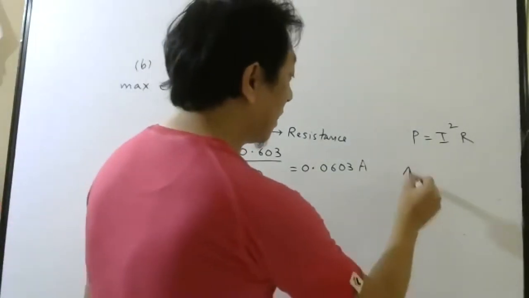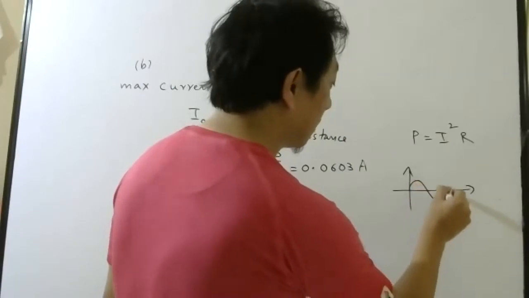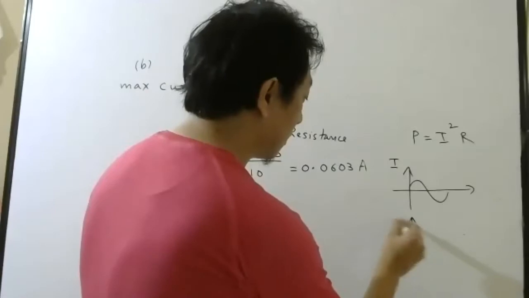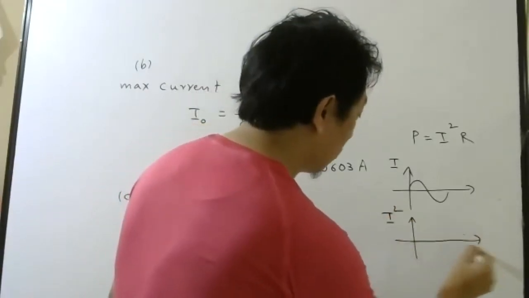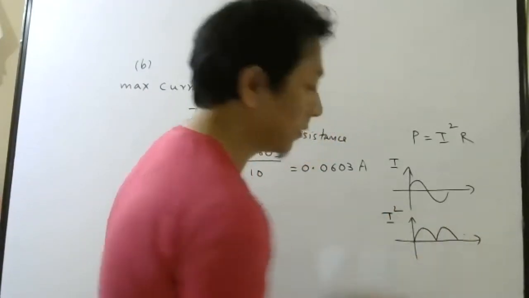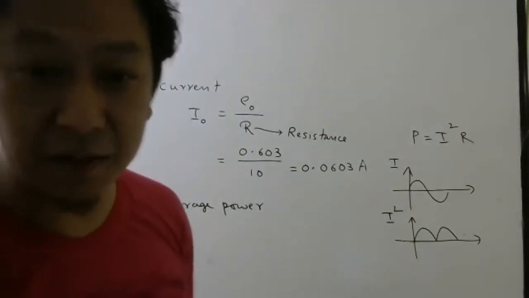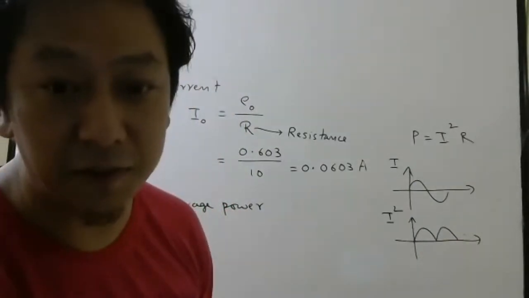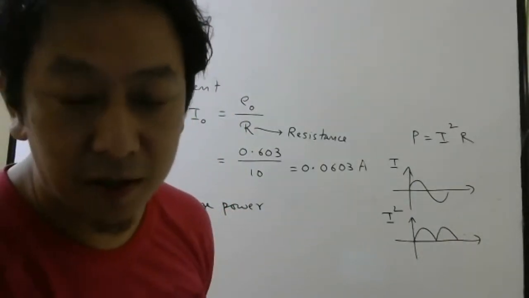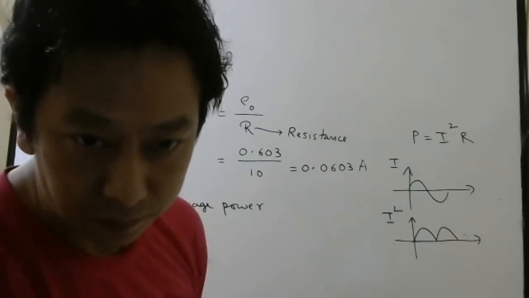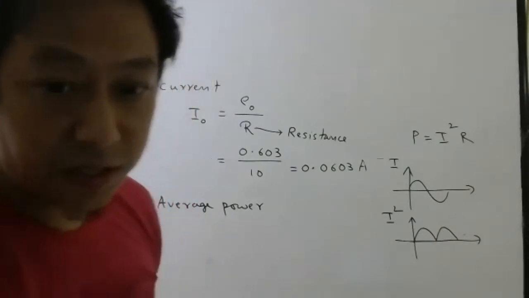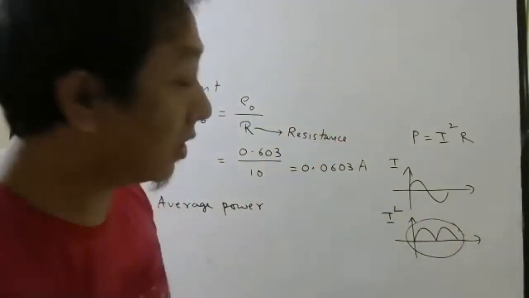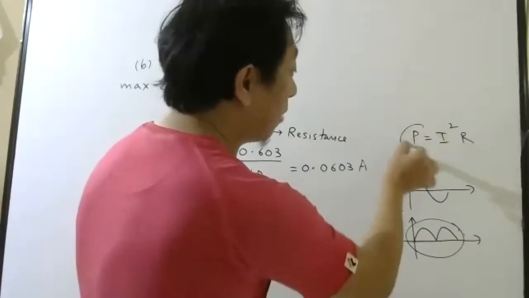So if current looks like this, if current is alternating, current square will be like this. Yes or no? Current square cannot be negative. Agree or not? Current square cannot be negative. Negative of -2 ampere will be plus only. So since current square cannot be negative, average of this cannot be zero. Similarly, average power cannot be zero.